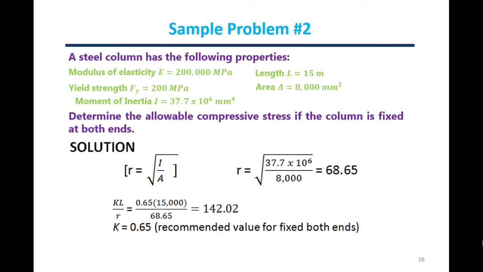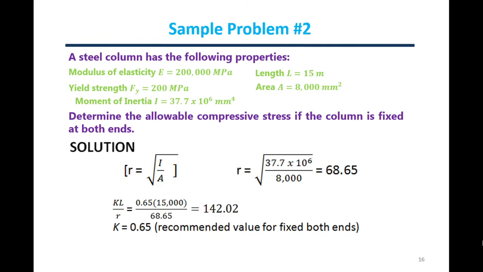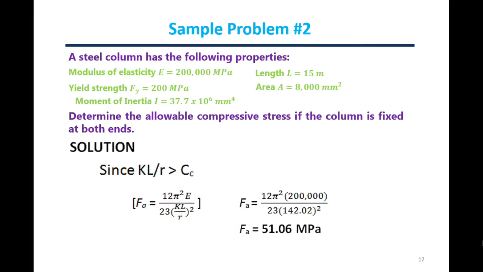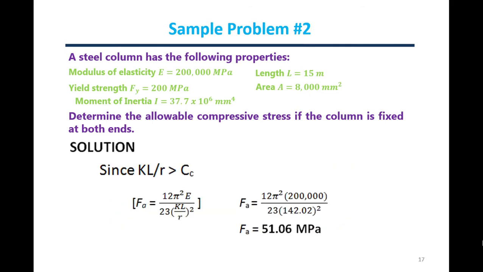So lumilitaw na ang mas malaki ay yung KL over r. I used 0.65 for the recommended value of K for fixed at both ends, doon sa code natin kanina na pinakita. Okay, so here we solve for the Fa. Makukuha natin ang Fa. Nakita nyo, ang ginamit natin 142, di ba, for the KL over r. So 51.06 megapascal. Yan ang gagamitin natin.